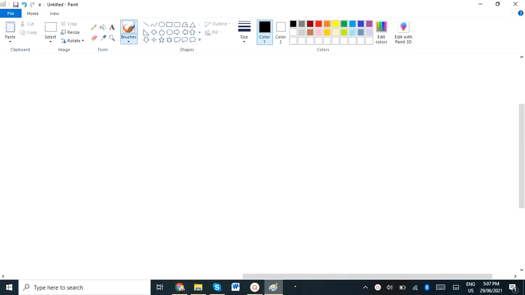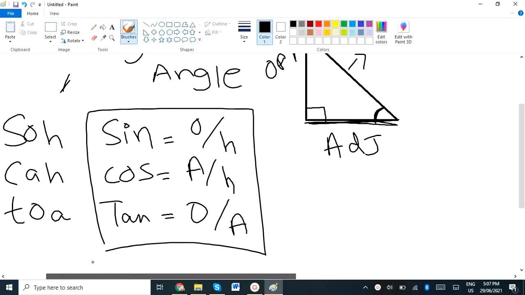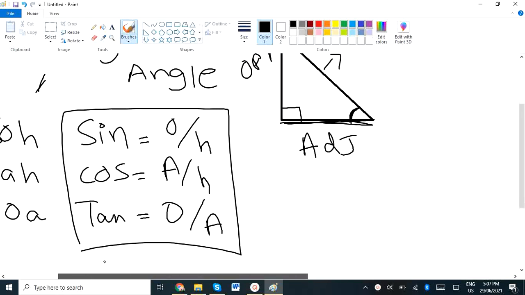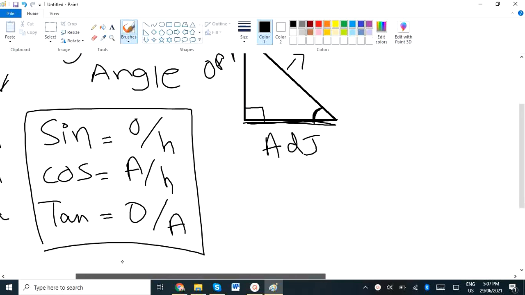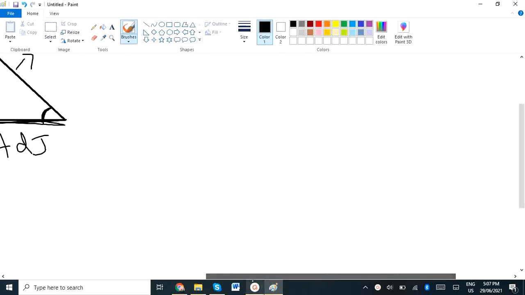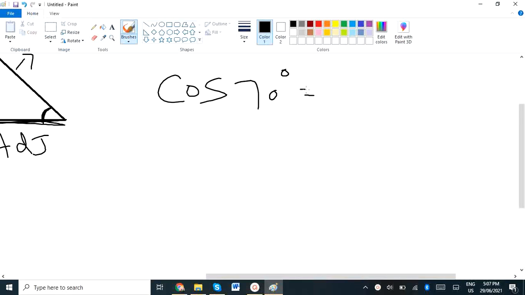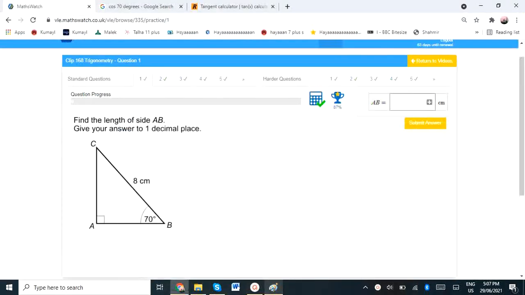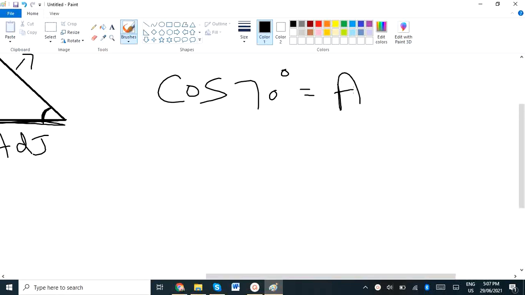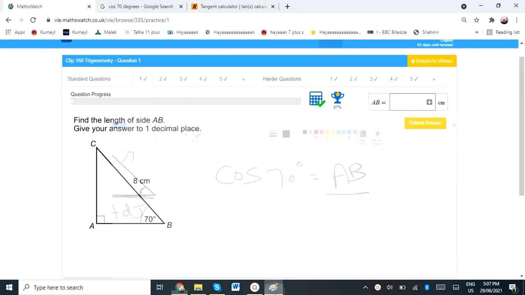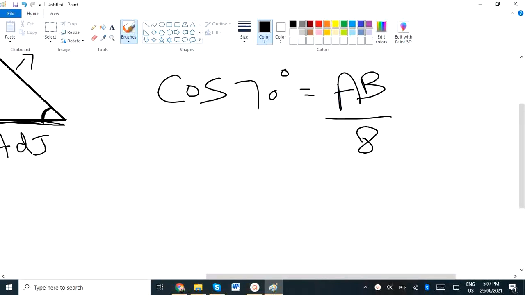We just did it, that hypotenuse and adjacent ratio is cos. So we are going to use cos. Which angle? That's given to you, 70 degrees. So use cos 70 equals adjacent over hypotenuse. Adjacent is not given to you and that's AB, we need to find out. And hypotenuse is 8 centimeters.